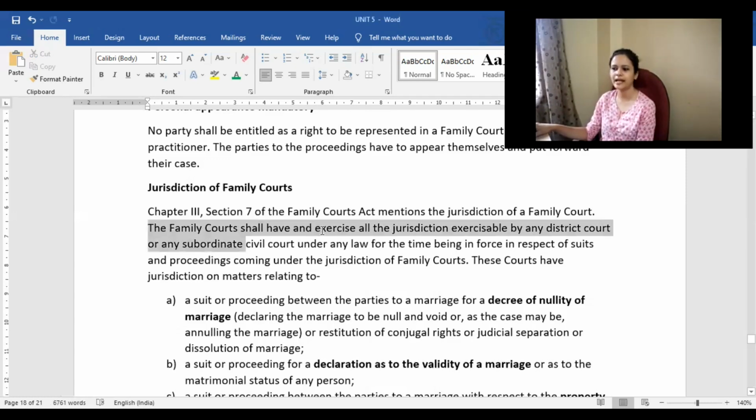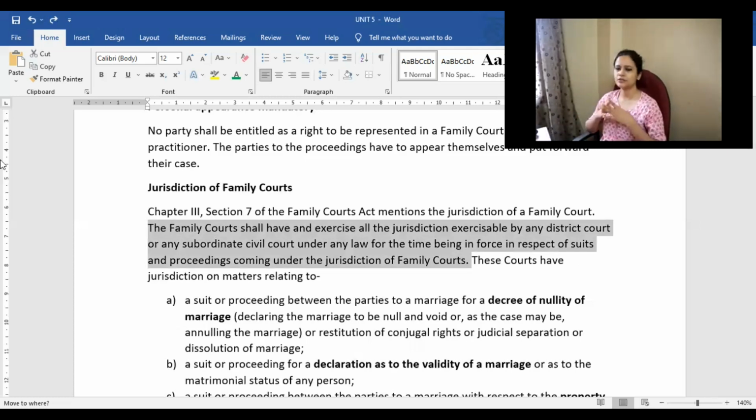So the family court shall have and exercise all jurisdiction exercised by any district court or any subordinate court under any law for the time being in force in respect of suits and proceedings coming under the jurisdiction of family courts. Otherwise, these matrimonial matters were decided by the regular civil courts only, right? So whatever powers and jurisdiction those courts had, the same will apply to these family courts also. But these are limited to only matrimonial disputes, which are mentioned under Section 7 of the legislation.